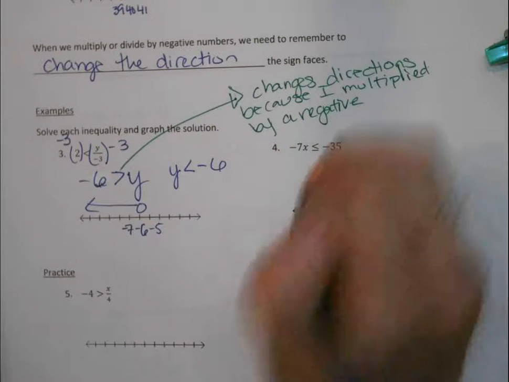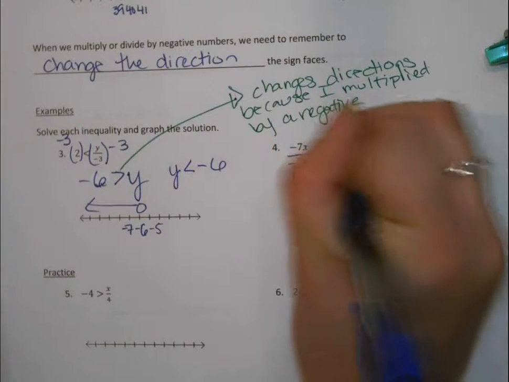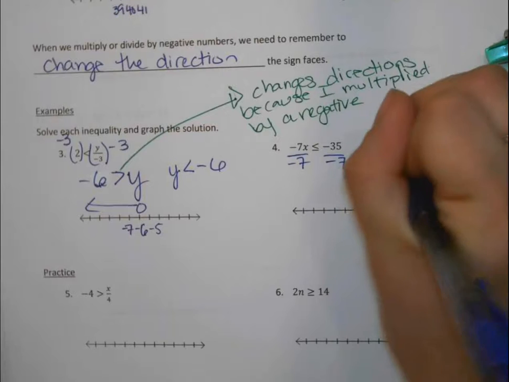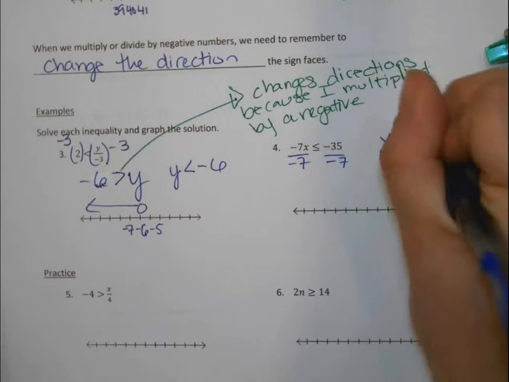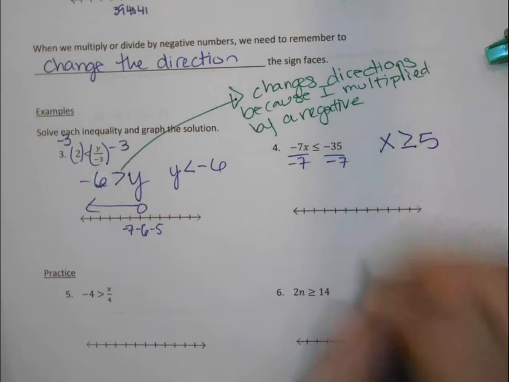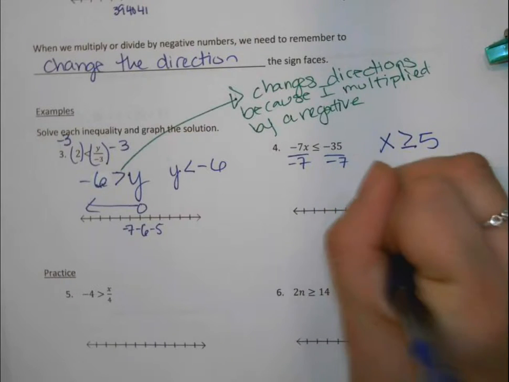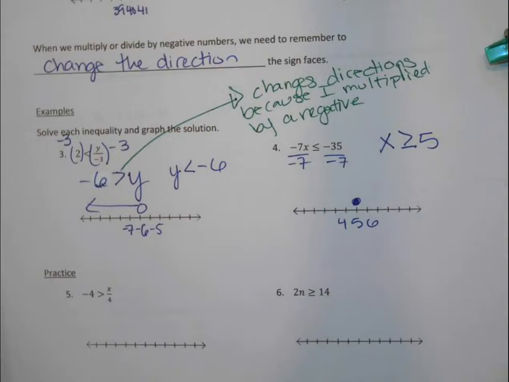So the same thing on number 4. I'm going to divide by -7. 7's cancel out. I get x on the left. The sign switches. And then I have 5. So I'm going to go to my number line. Solid circle on 5 goes to the right.